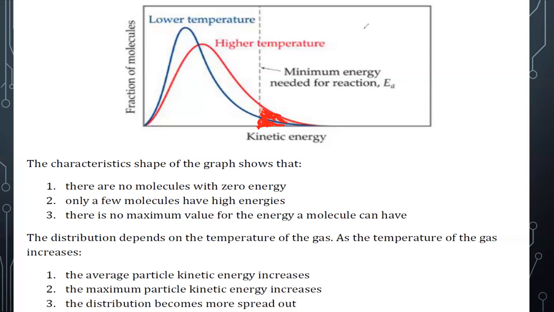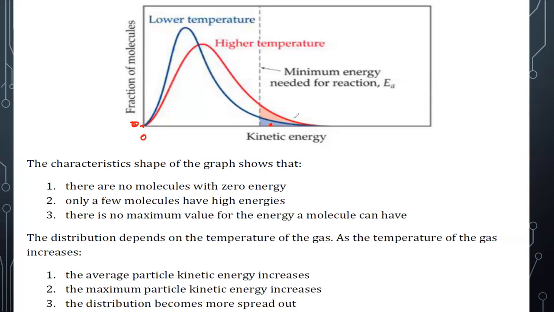What are the characteristic shapes of the graph? There are no molecules with zero energy. As you can see, when energy is zero, the number of molecules is zero. Then only a few molecules have high energy. And there is no maximum value.